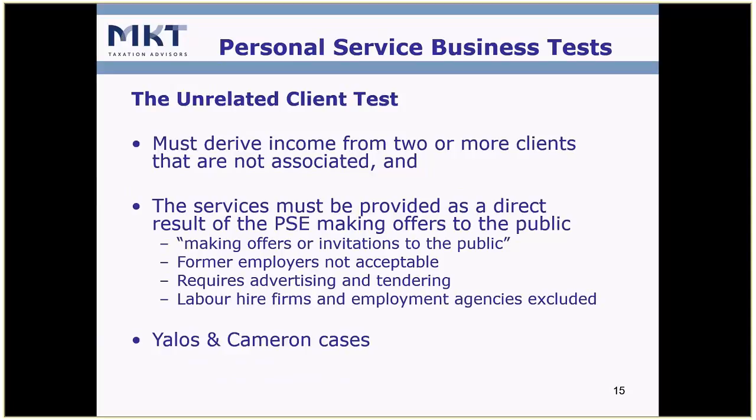Why don't I just stick that all up in the 80% test? I don't know. I don't write this stuff. So they've got to be two unrelated clients. And you then need to be able to show that you received that work as a result of providing or making offers to the public. A direct result of making offers to the public. So that means advertising. What they want to see is that entity, that contractor, advertising its services, and then say that job came from that advertisement, which is again probably easier said than done.